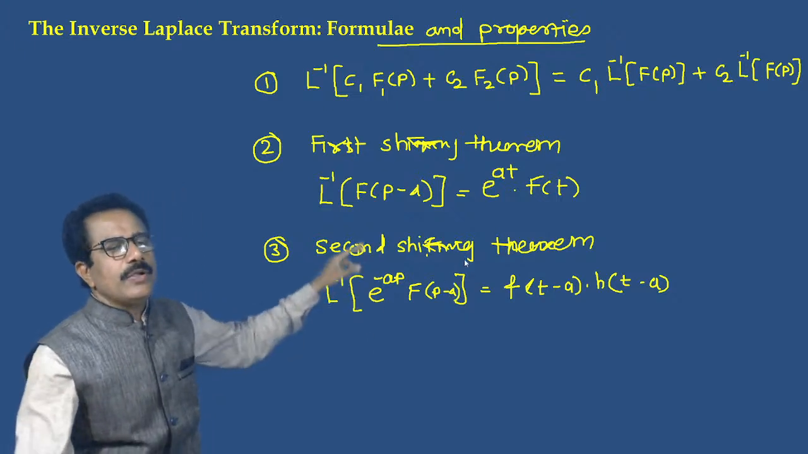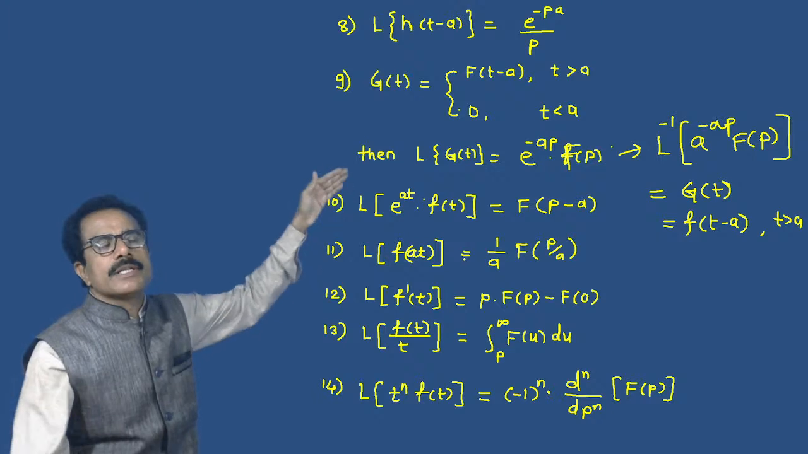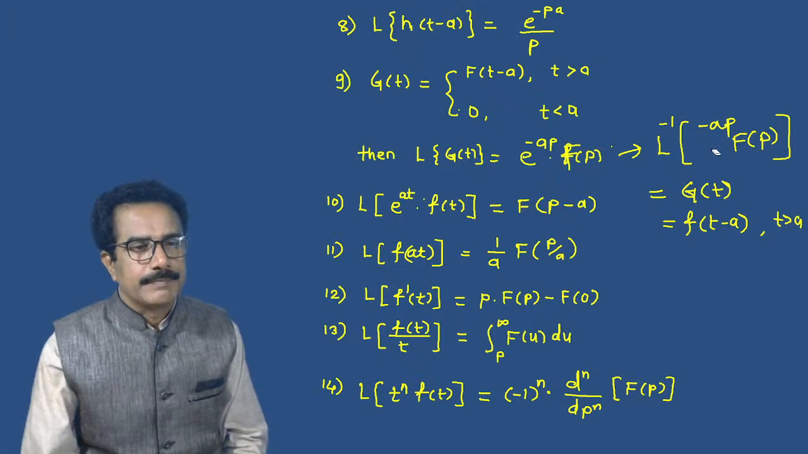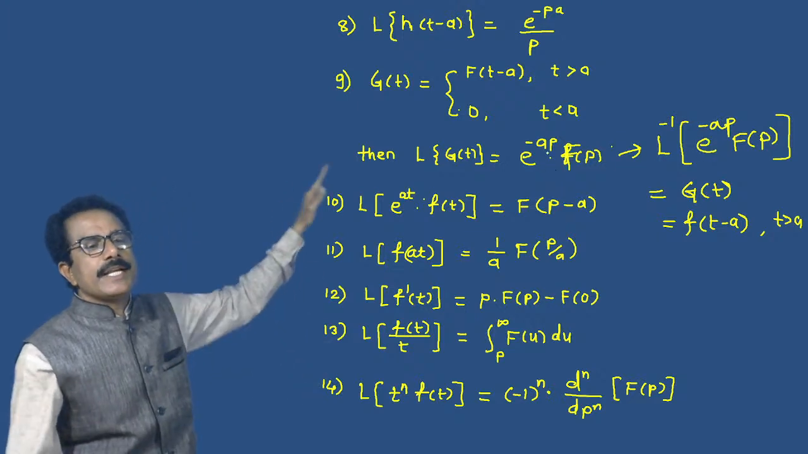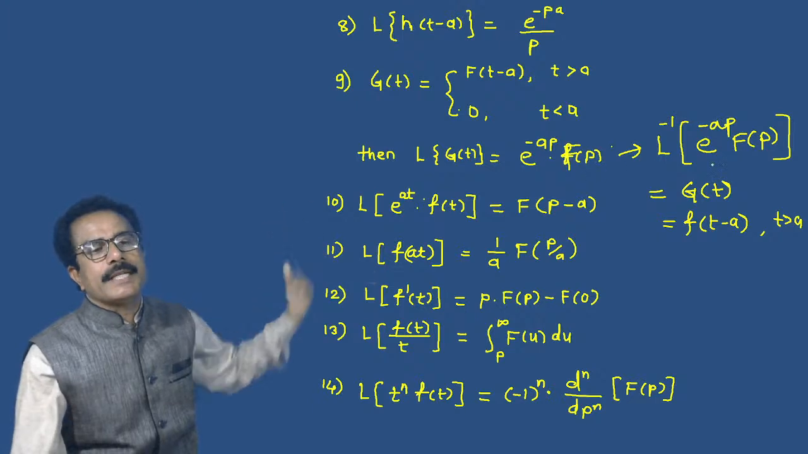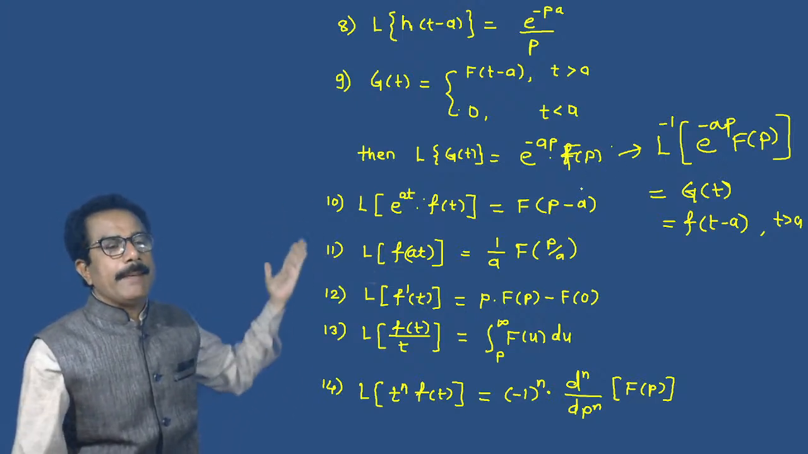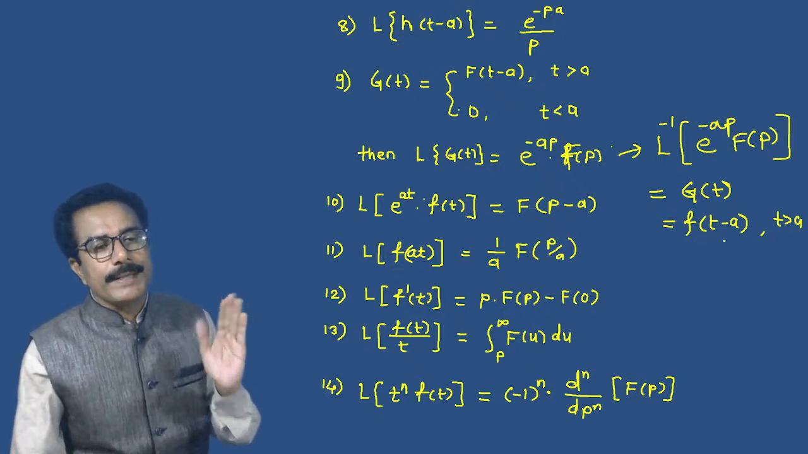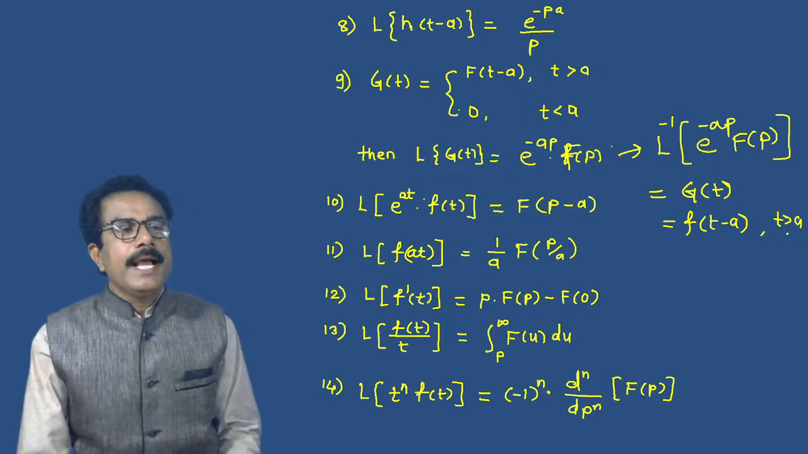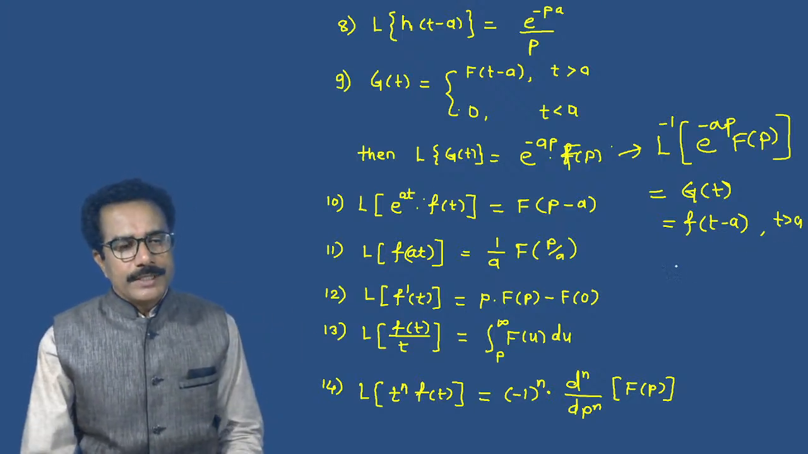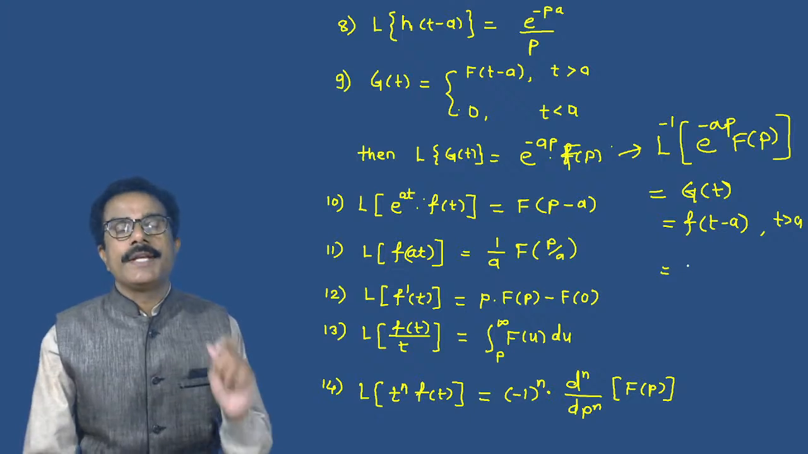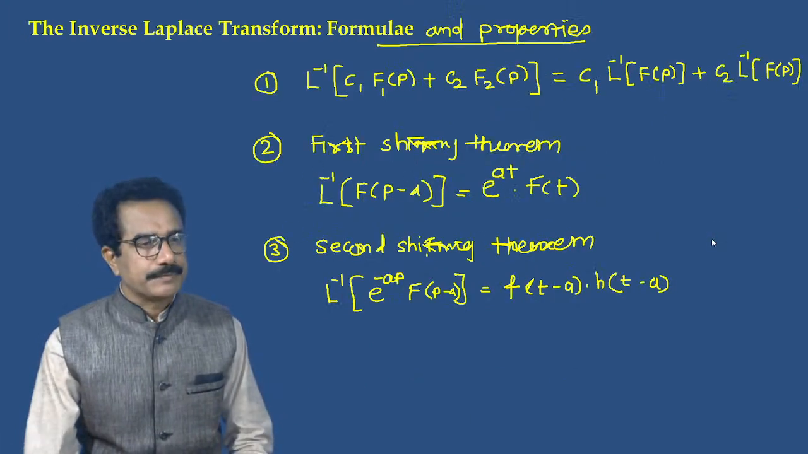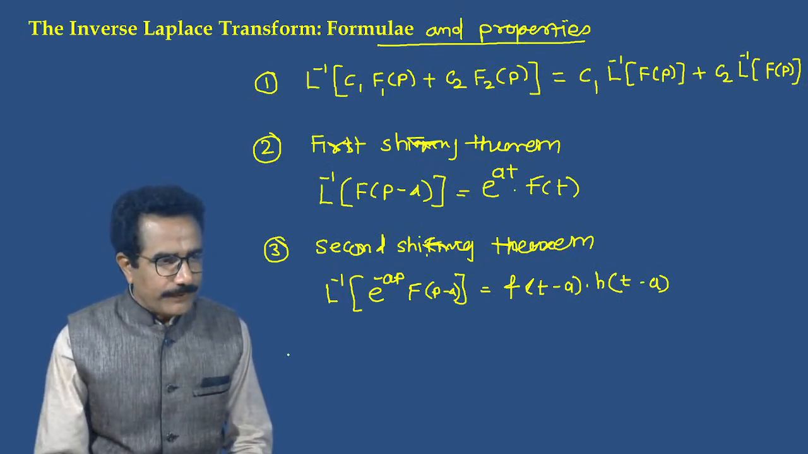See this, or you can use this formula also: L inverse of e raised to minus ap into capital F of p, which is equal to capital G of t, but capital G of t is equal to f of t minus a when t is greater than a, and if t is greater than 0, then we can write f of t minus a into h of t minus a, according to the second shifting theorem.